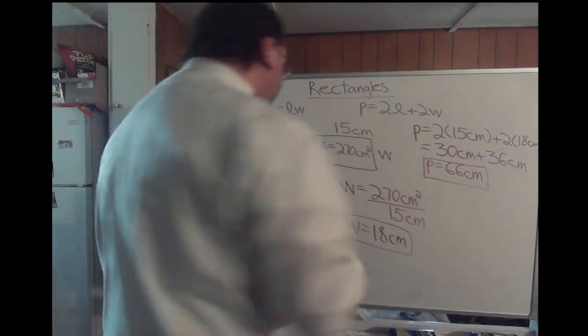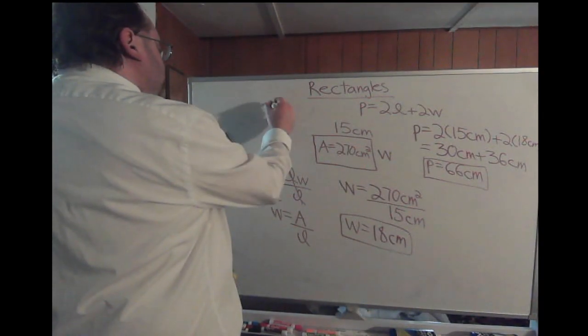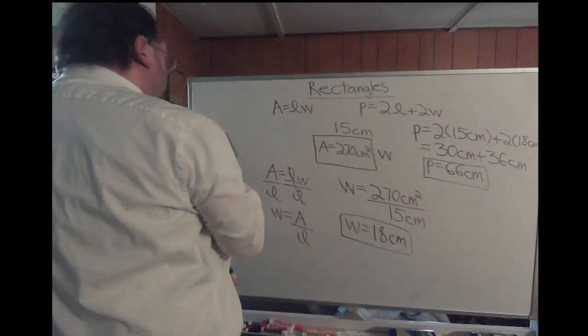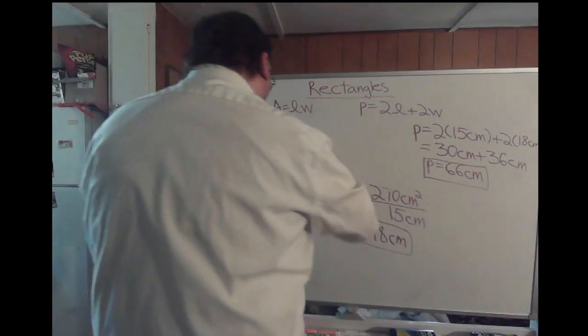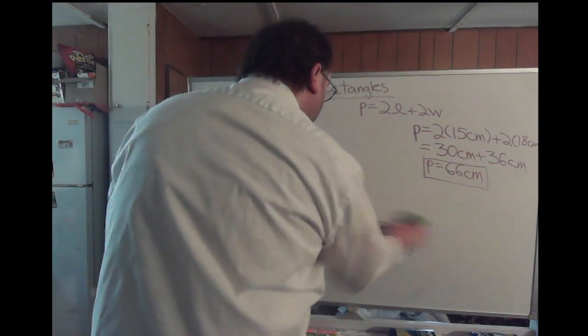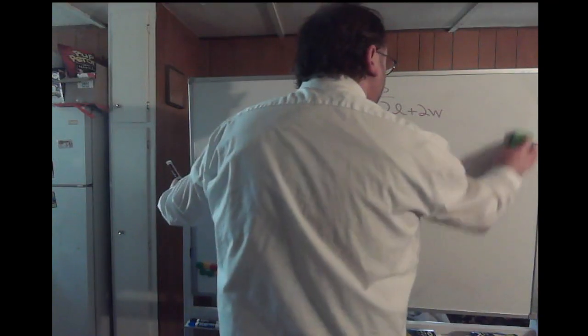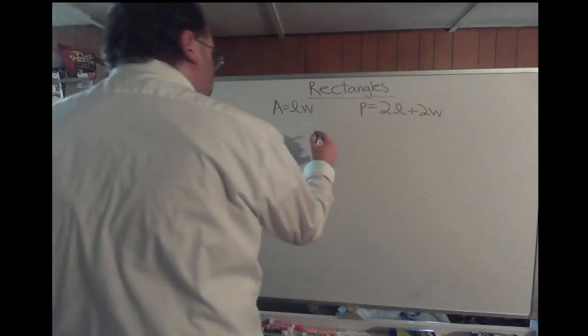So, I got more examples of this. Why do I keep erasing that? I want to leave the area formula up there. That's a very useful formula. Alright. Let's see here.